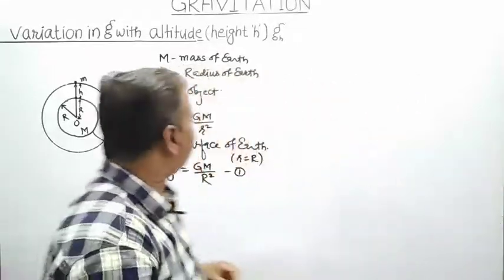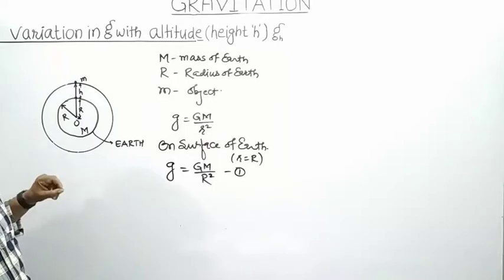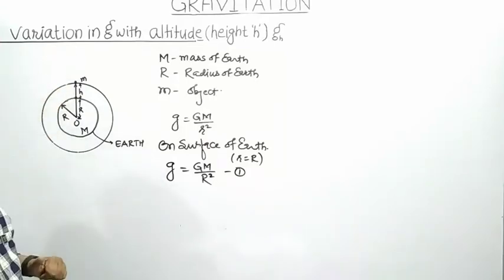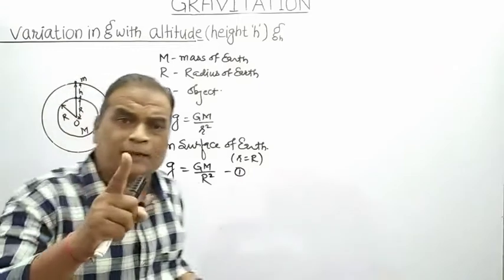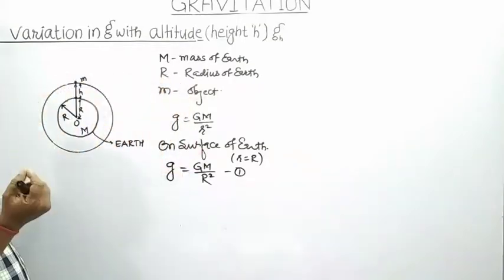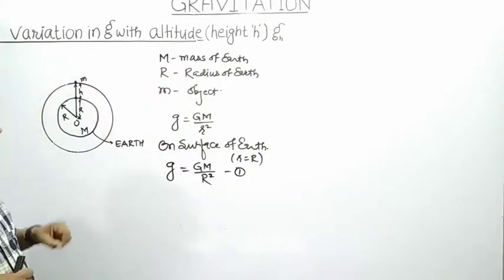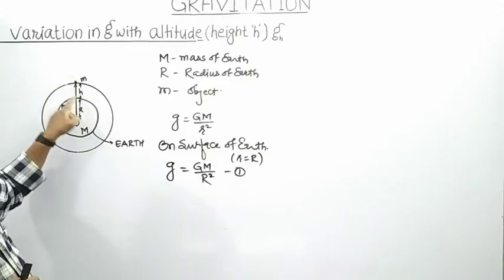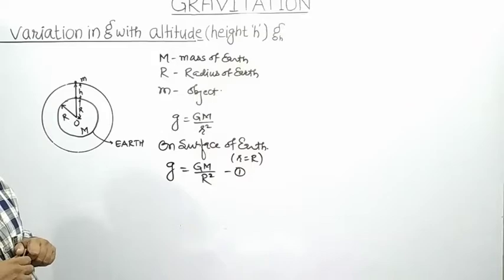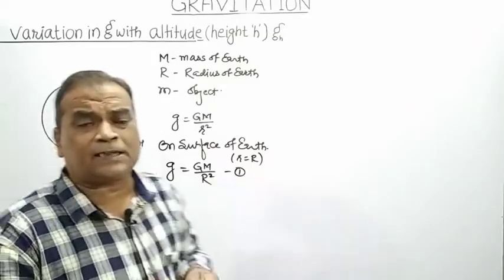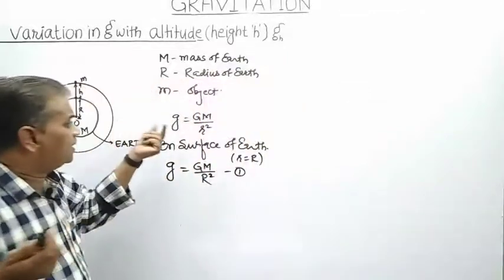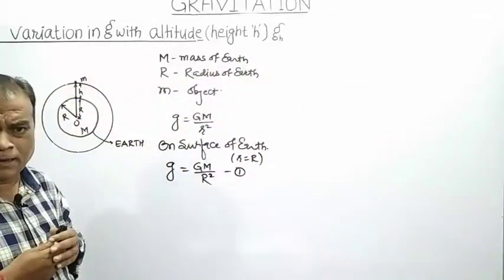Now let the same object be taken to a height h above the surface of the earth. The same object of mass small m is taken to a height h above the surface of the earth. Then what is the acceleration due to gravity acting on that object? Because in general g equals GM upon R square.